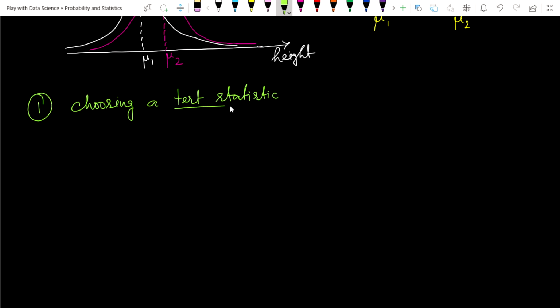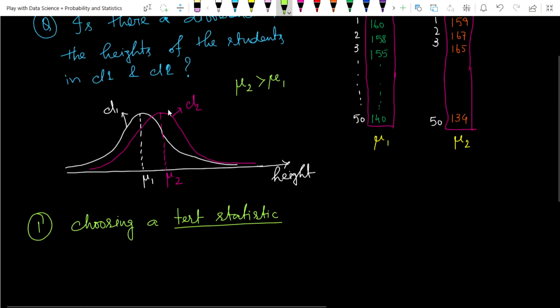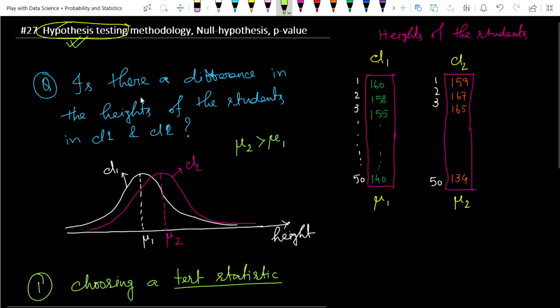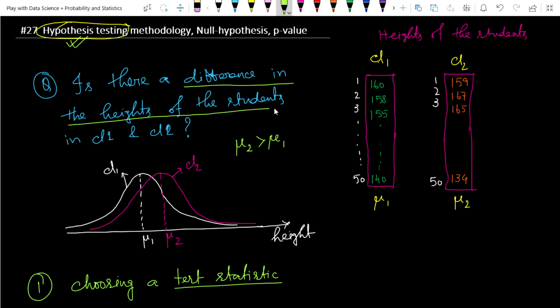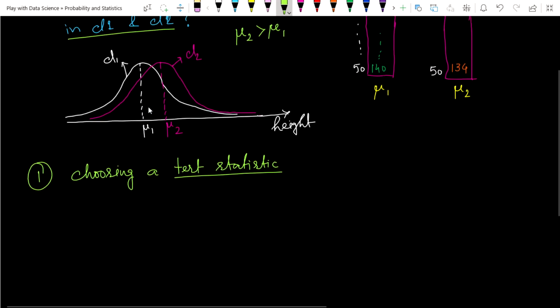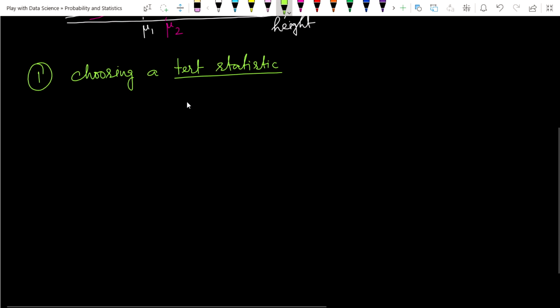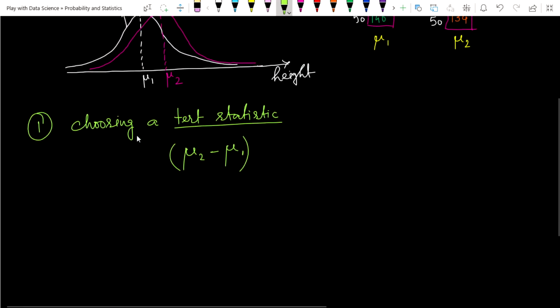Test statistic means what is our actual job: we have to find the difference of the height of the students in class 1 and class 2. The difference of the height means our test statistic will be the difference of the mean value of class 1 and class 2. That's the thing we are interested in finding.